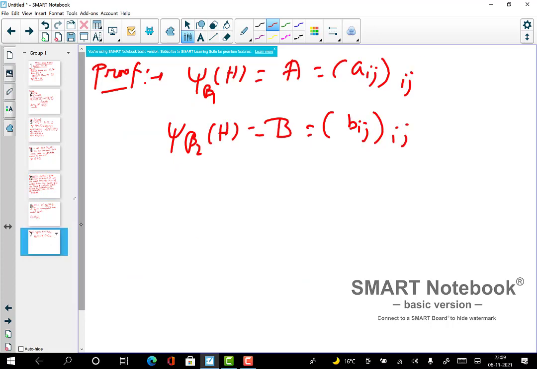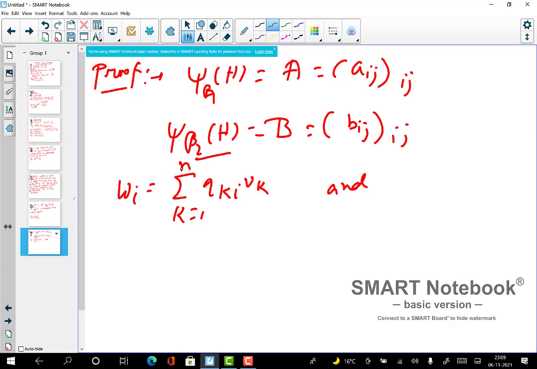That means, by definition, these omega i's are nothing but the summation of Q_ki V_k, with k equal to 1 to n. In general form you have these things. I would like to compute the value B_ij in terms of omega_j, because B_ij is the matrix in terms of the beta 2 vectors, so you need to evaluate H on omega_i, omega_j.